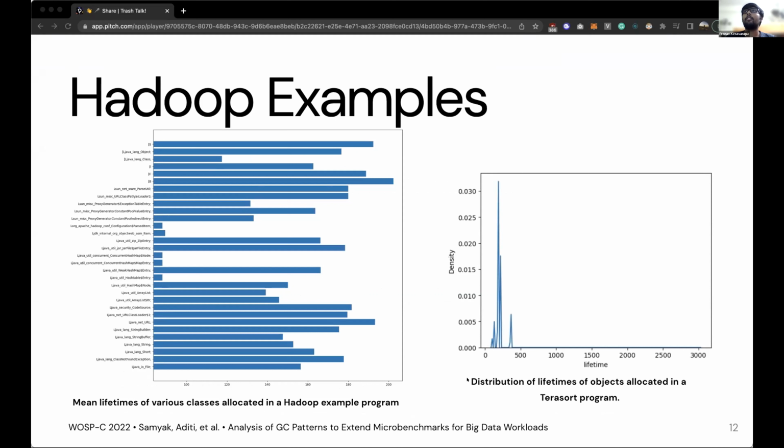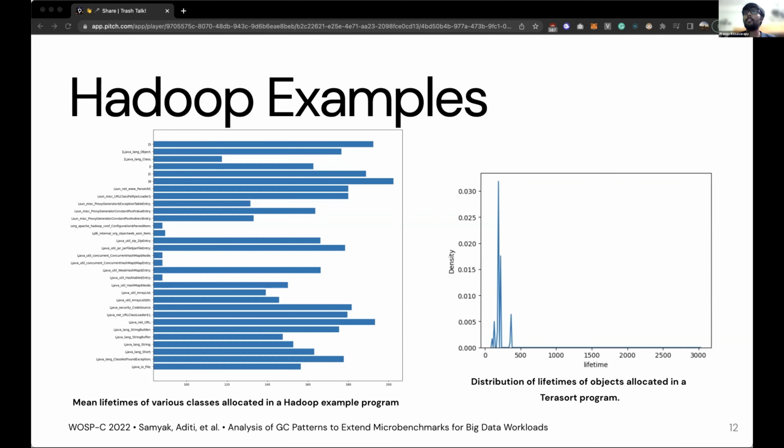Here are a couple of visualizations generated by the object analyzer pipeline on a Hadoop example. The first graph shows the mean lifetimes of all classes of objects seen in the program. Note that this only included classes that have more than 1,000 objects. The lifetimes of these vary from 80 to 200 milliseconds.